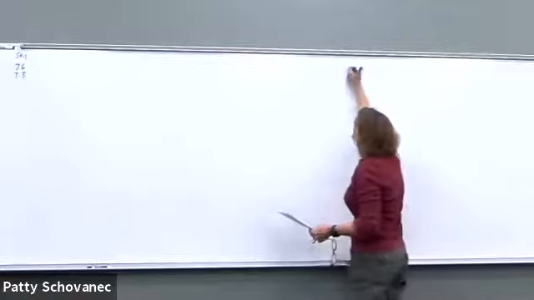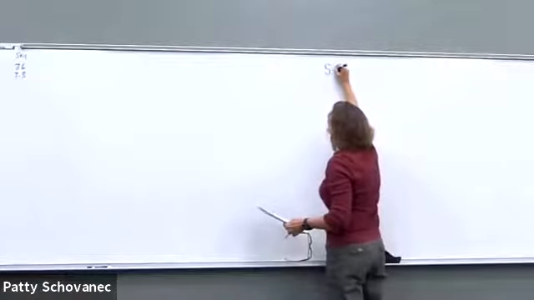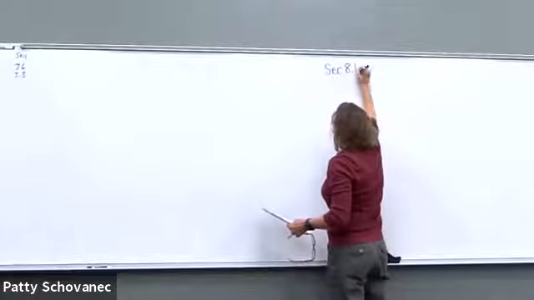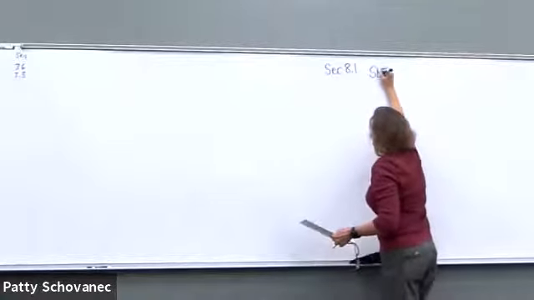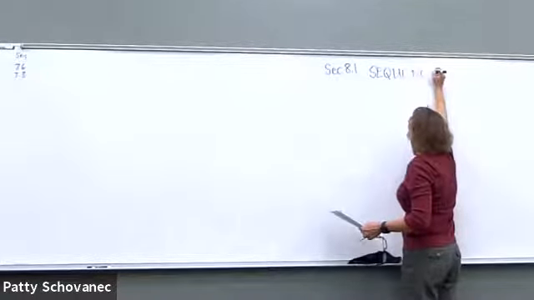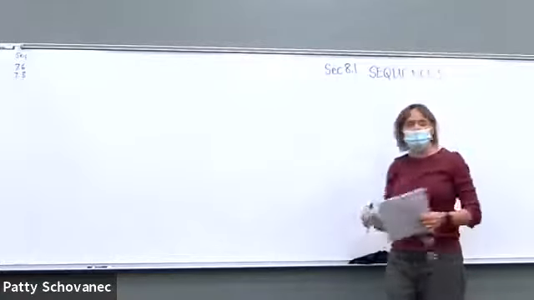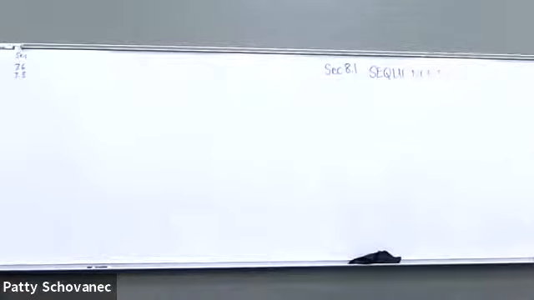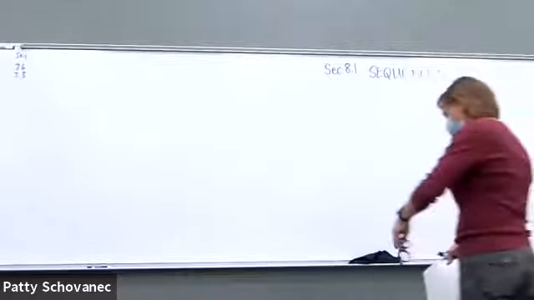Okay, in section 8.1, we're going to look at sequences. When you start counting, you're forming a sequence of counting numbers: 1, 2, 3, 4, 5, 6. That's a sequence, a list of numbers or symbols that have some sort of pattern. So here are some examples of sequences.